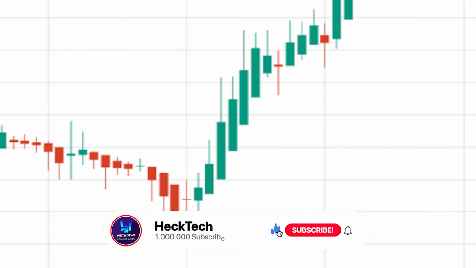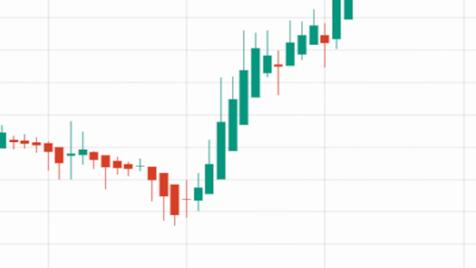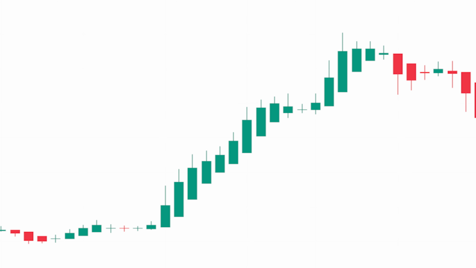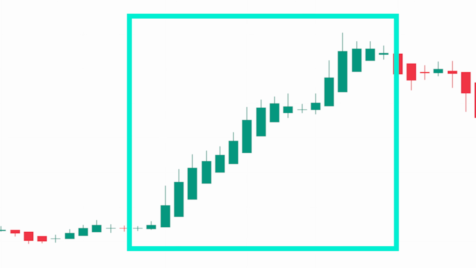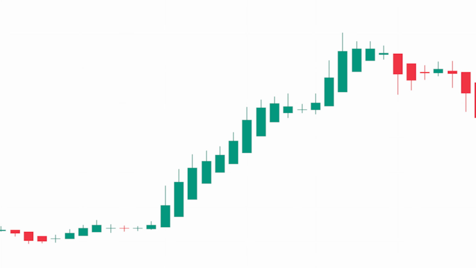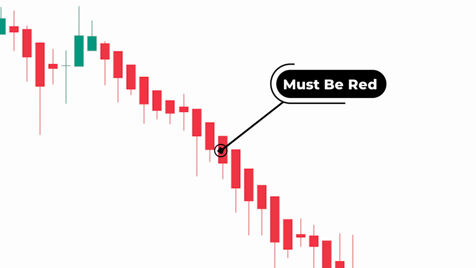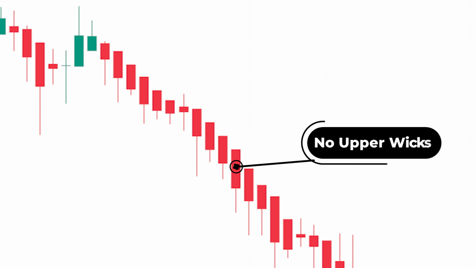Let's move on to how to identify the trend. There are 3 simple rules you must follow. To identify an uptrend, the Heikin Ashi candlesticks must be green, they must have large bodies, and they must have no lower wicks. In this example, this would be a strong, long trend. All the candles are green, they have large bodies, and they don't have lower wicks. It's the complete opposite for a downtrend. All the candlesticks must be red, have large bodies, and have no upper wicks.